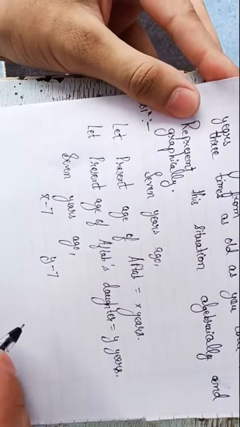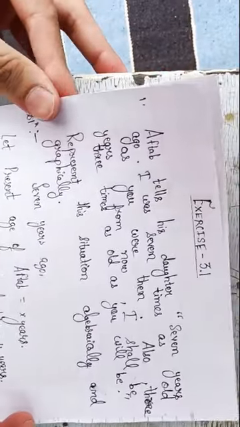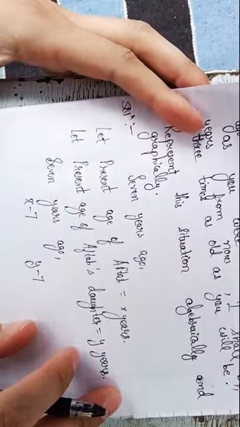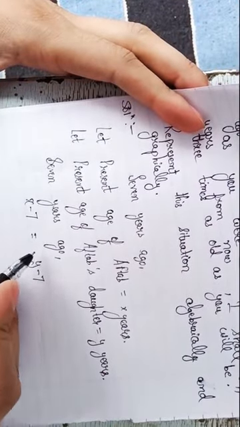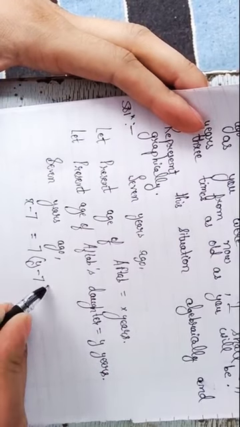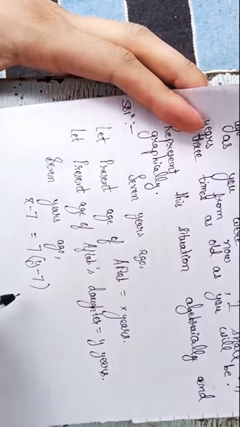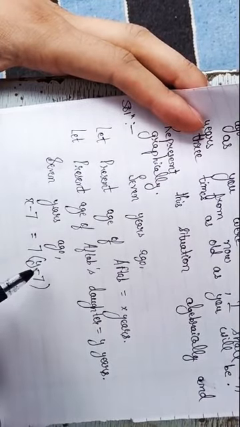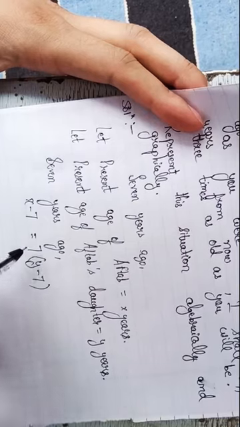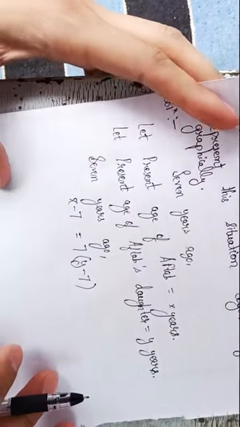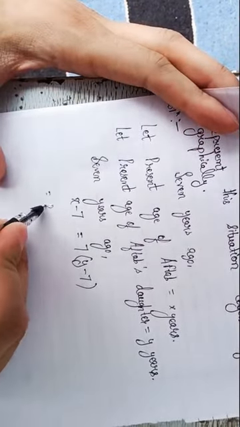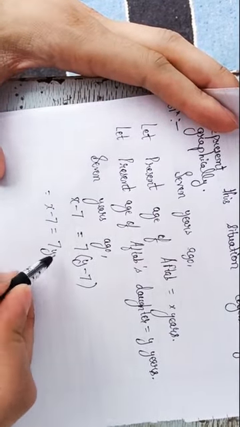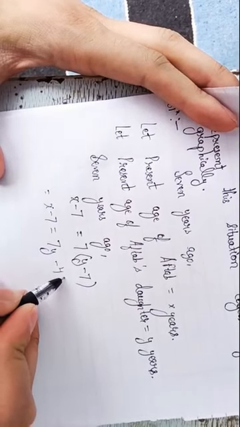Now according to the question, I was 7 times as old as you were then. So 7 times whose age? His daughter's age. 7 into y minus 7. 7 times means 7 multiplied with the age of his daughter. Now x minus 7 is equal to 7 multiplied inside the bracket, 7y, 7 multiplied with 7, minus 49.